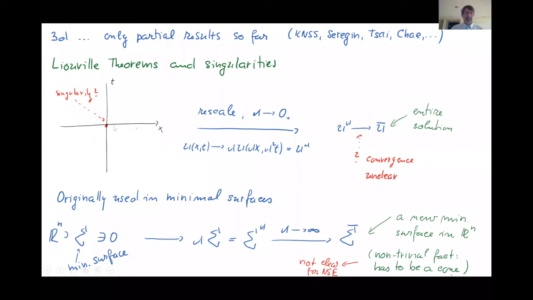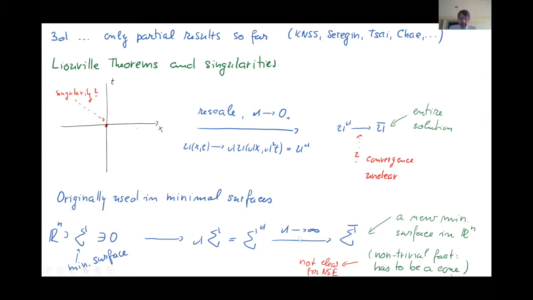has of course been used for many PDEs, probably originated in minimal surfaces. There the idea is that if you have a minimal surface in Rn, assume say that zero belongs to the minimal surface, then you can look at these magnified surfaces. Let's call them sigma lambda. You take lambda to infinity, and in the limit you get another minimal surface, which even though say the original surface was local, this one is now defined globally.